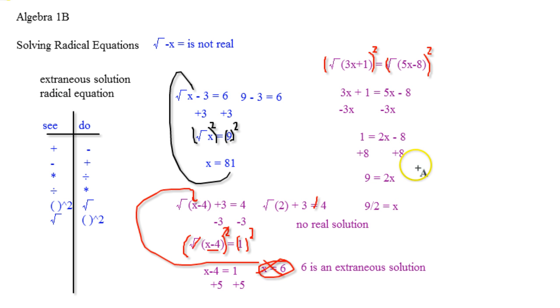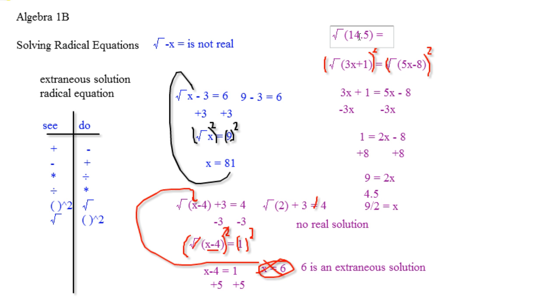Okay, now what I'm going to do is plug that back in and then take the square root to both sides and see if I actually get the actual solution. Now, you can treat this as 9 halves or you can treat this as 4.5. It's up to you. So when I plug it back in, this is going to be the square root of 3 times 4.5, which is 13.5, and 13.5 plus 1 is 14.5.